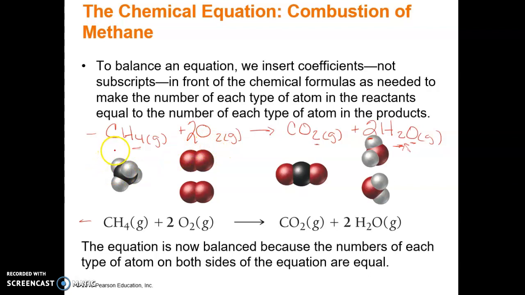I have 1 carbon on the left, I have 1 carbon on the right. I have 2 times 2 oxygens on the left, and I have 2 oxygens and 2 oxygens on the right. So those balance. And the hydrogens, I have 4 hydrogens, and I have 2 times 2, which is 4 hydrogens. So that one is now balanced. So you want to make sure after you write a chemical reaction that you do go through and balance it out. And you'll see that we ended up with exactly what they got right here.